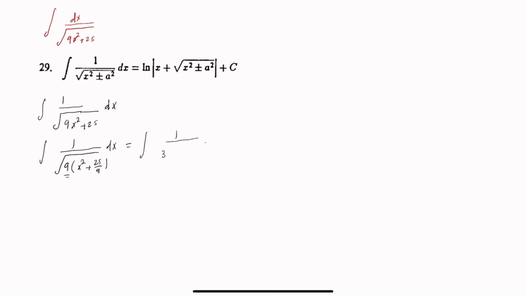It's going to be 3. Then we have the square root of x squared plus 25 over 9, which can be written as 5 over 3, all squared, and then dx. Notice in here that this 3 can also be pulled out of the integral, so it's going to be 1 over 3, and then the integral of 1 over the square root of x squared plus 5 over 3 squared dx.